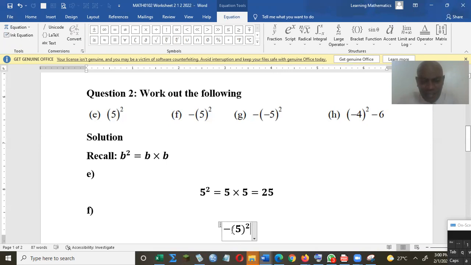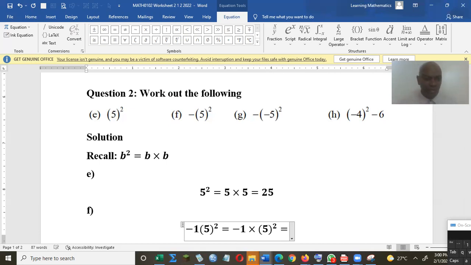So that negative sign there is not being squared. Please bear that in mind. This negative sign is not being squared. Really and truly, there's an invisible 1 in front of the bracket. So really and truly, this is -1 times, let me just copy this, 5 squared. Please take note of that. So slow down a bit and scrutinize this. This -1 is not being squared. It's only the 5 that's being squared. It's only what's inside of the bracket that's being squared. There's an invisible -1 in front of that bracket.